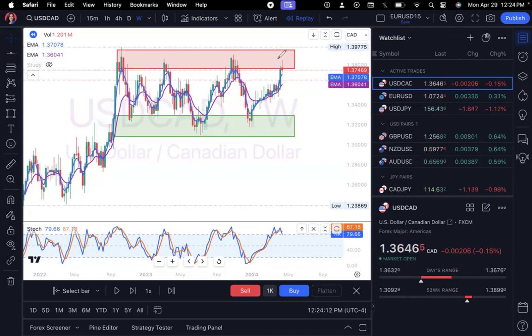So I had my candles in the resistance slash supply zone, and my EMAs hadn't quite crossed yet.